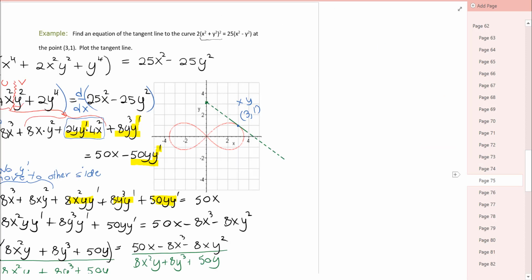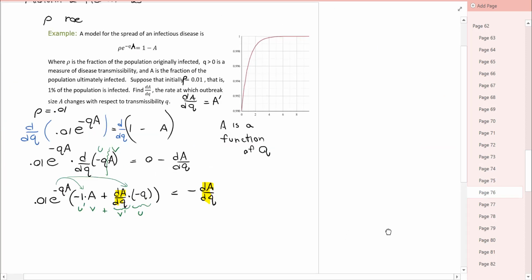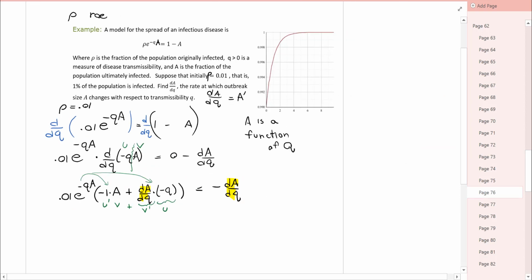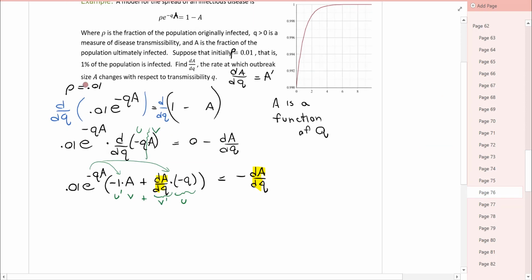But on this page, instead of x and y, we've got q and a. And we want the rate that a changes with respect to q. So we want dA/dq, which we can call a prime instead of y prime. So instead of writing a prime, I just started writing dA/dq here. Can you just multiply d over dq by a over 1, essentially, with dA over dq?